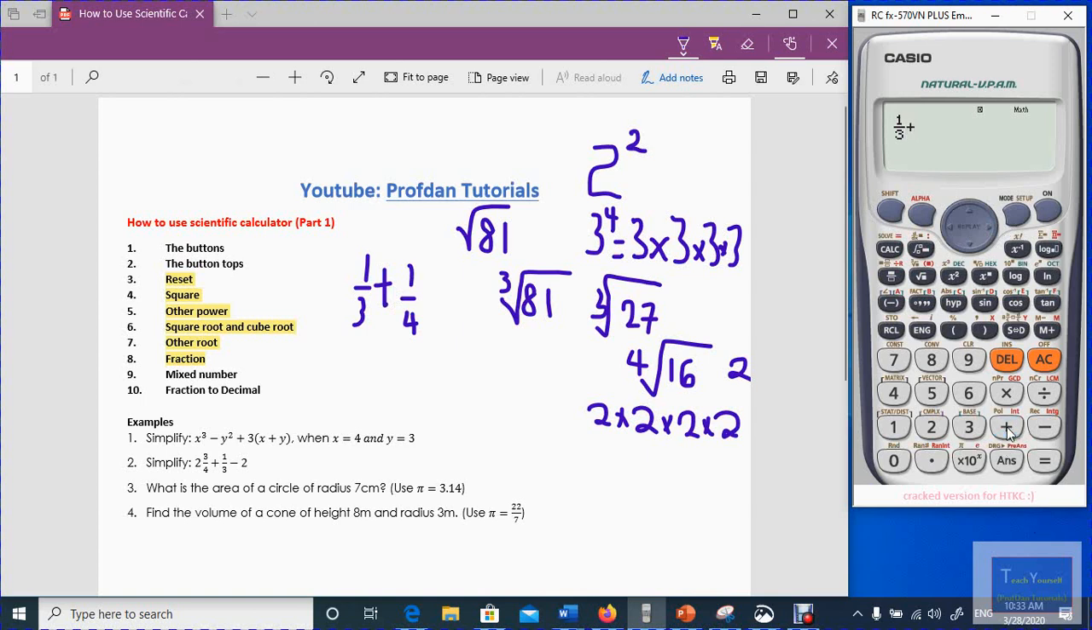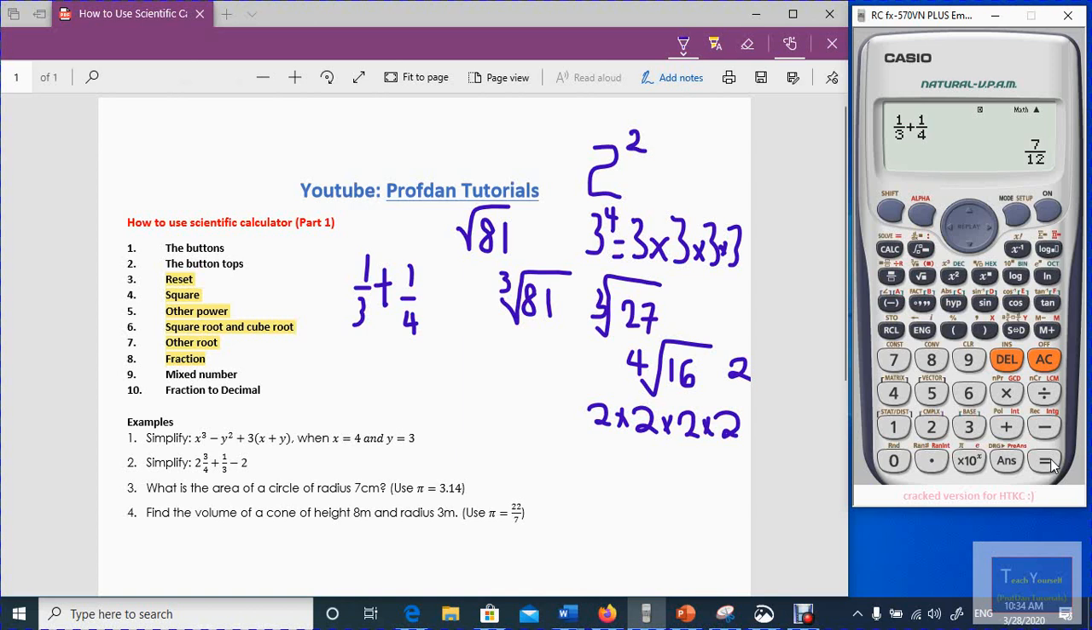Then I have plus. I have another fraction. I have 1. I have to come down. I press down, 1 over 4. So this gives you your answer as 7 over 12.